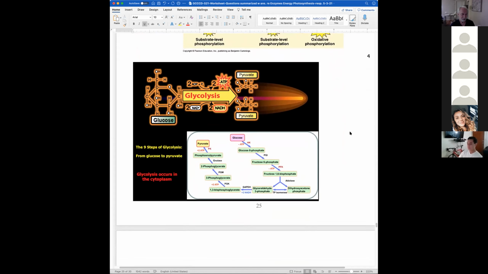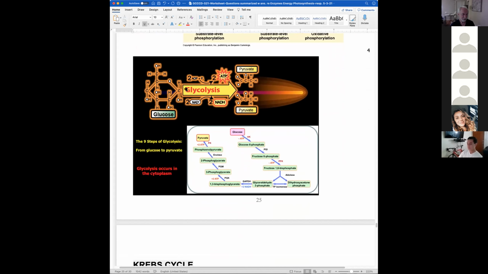We talk a lot about glycolysis. What is it? You take a glucose molecule and convert it to 2 pyruvate molecules, so a 6-carbon molecule to 2 3-carbon molecules. And what you get from that are 2 ATPs and 2 NADHs, which then can be used in the mitochondrion.